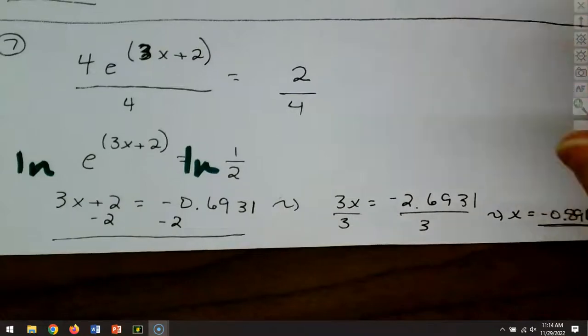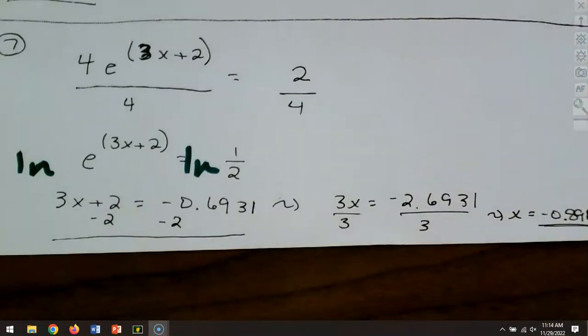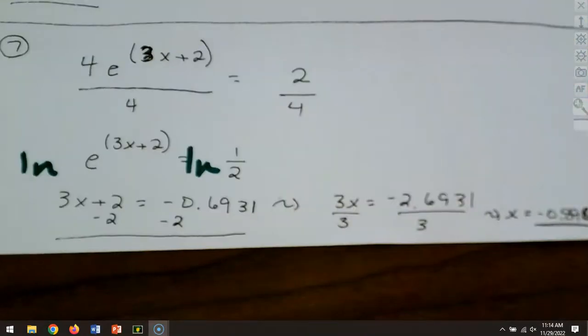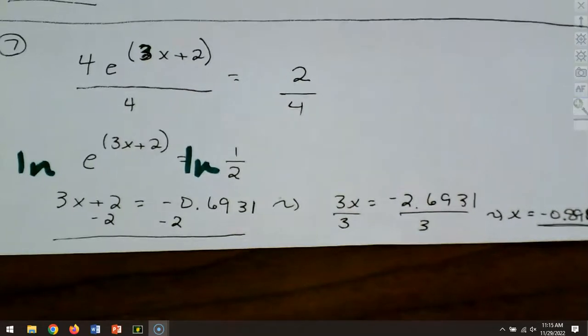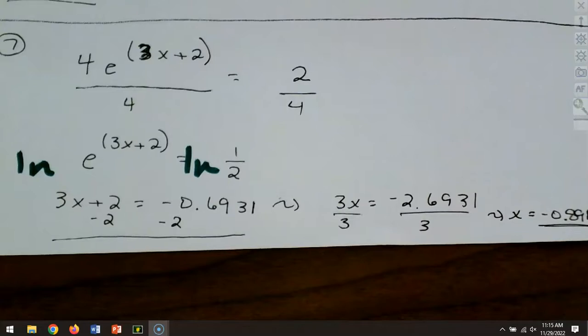So let's review what we did. When I solve this equation, I want to get it to the point where I can get the e, the exponential, by itself. So I move that 4 over, and then I reduce that 2 over 4 down to a half. And then I was able to take the natural log of both sides to clear out the e. And then that power came down. So then I could just simply solve it out. And I took it out to one more decimal place than what we needed.